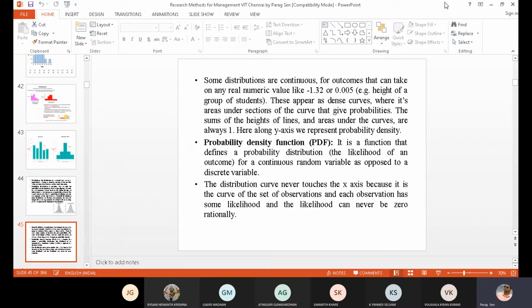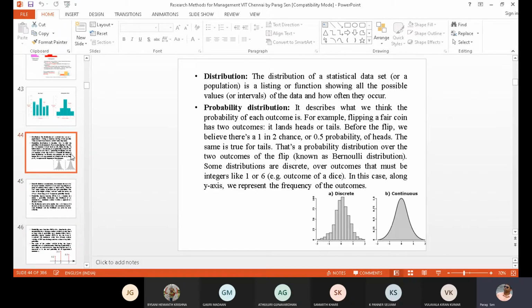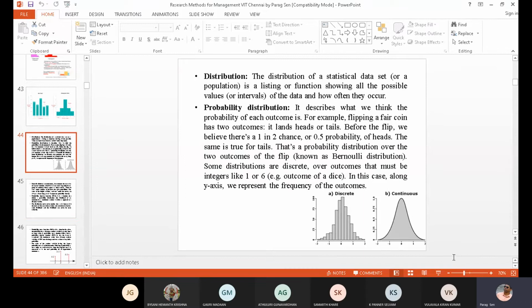Earlier, in 12th standard, you have studied the concept of function. The probability density function is also nothing but a function. So what is the concept of function? Suppose y is a function of x. For any given value of x, you will get the value of y, and the function will be given like that. So that is the concept of function.